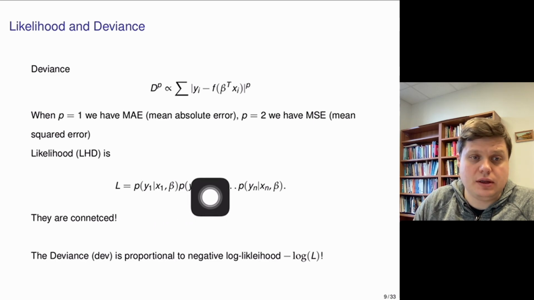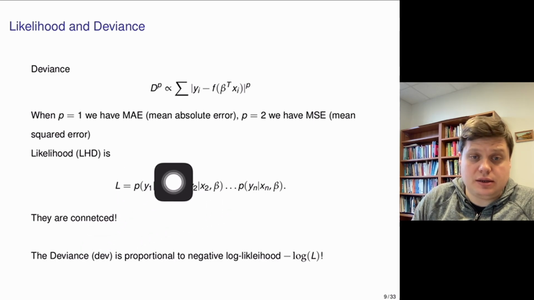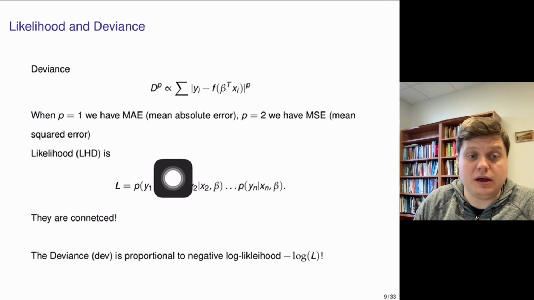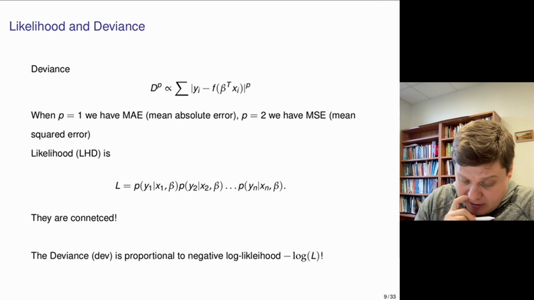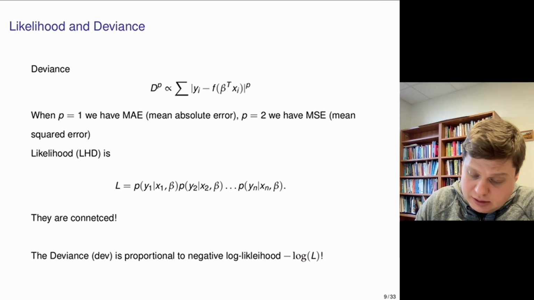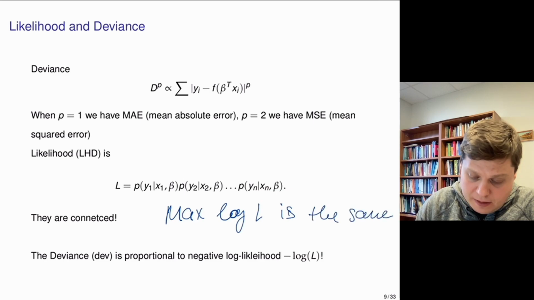Okay, but they are connected. The deviance is just proportional to the negative log likelihood. So essentially, maximizing the log likelihood is the same as minimizing deviance.